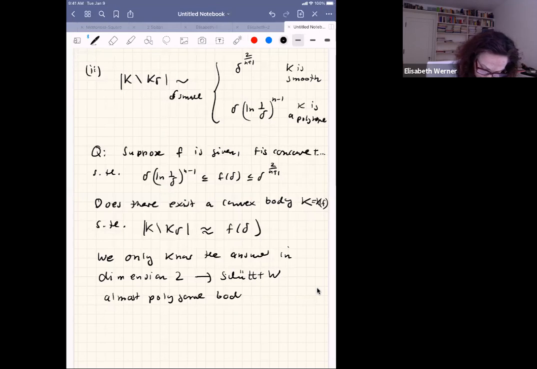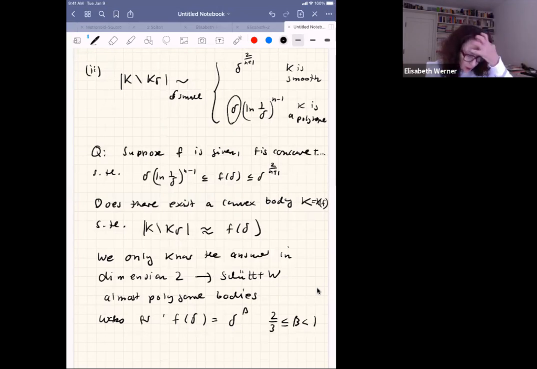And what one gets is basically, this works for f's, for f of delta that look like delta to the beta, where beta is bigger equal than 2/3 and smaller than 1, because the decisive term here is of course this delta term here.